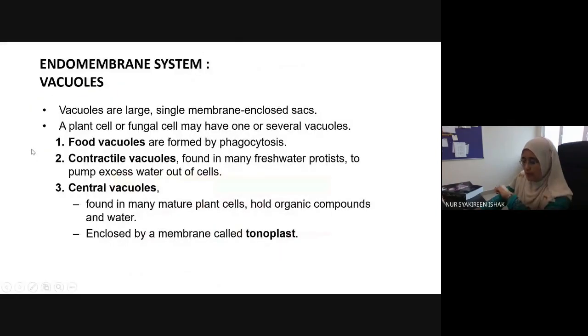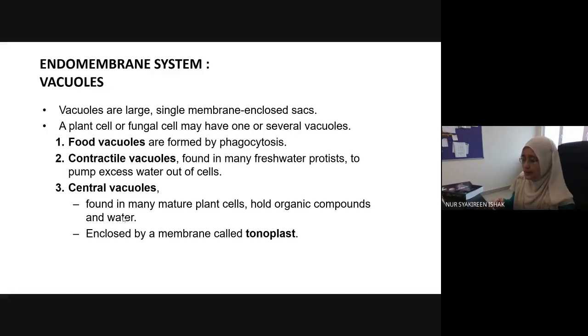So for vacuole, you have three types of vacuole. You have food vacuole, contractile vacuole, and also central vacuole. Central vacuole we have covered earlier, which is contained within plant cells, for example, to store water and other organic compounds. By storing water, it can cause the cell to be in a turgid condition, which is the normal condition for a plant cell. And the membrane of the central vacuole, we call it the tonoplast.